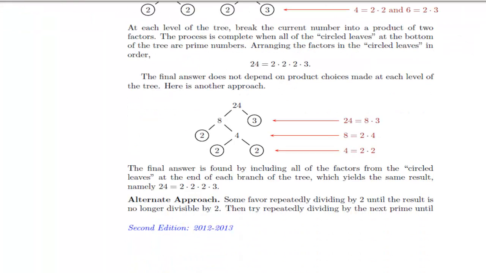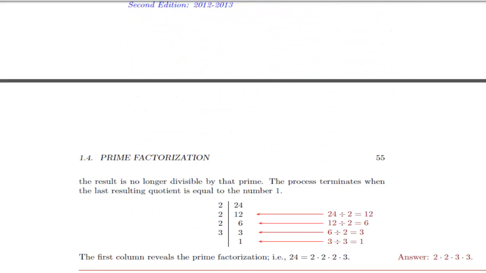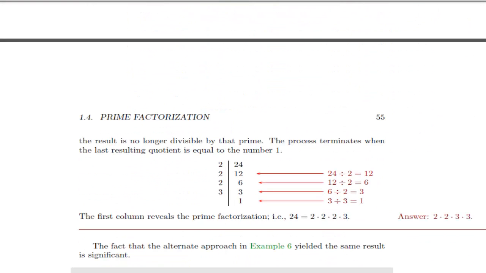Alternate approach. Some favor repeatedly dividing by 2 until the result is no longer divisible by 2. Then try repeatedly dividing by the next prime until the result is no longer divisible by that prime. The process terminates when the last resulting quotient is equal to the number 1. The first column reveals the prime factorization, i.e. 24 equals 2 times 2 times 2 times 3.